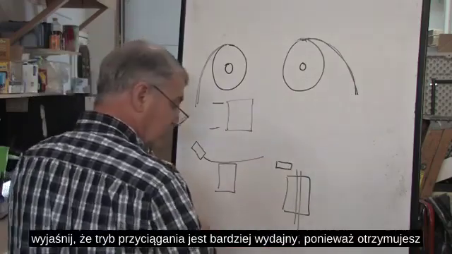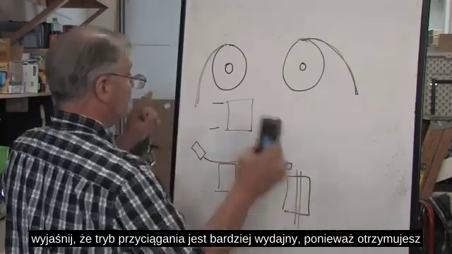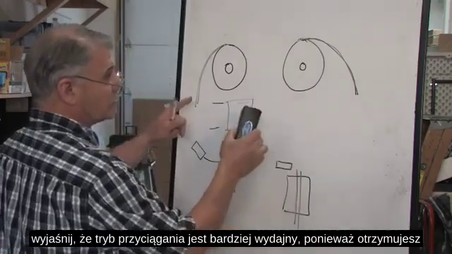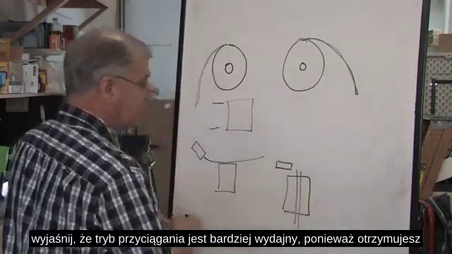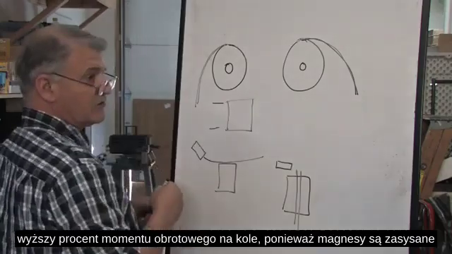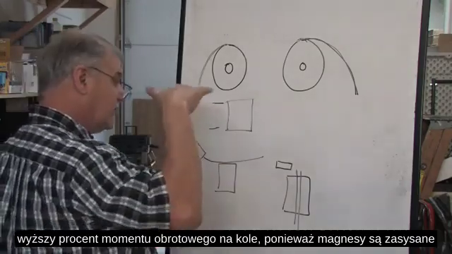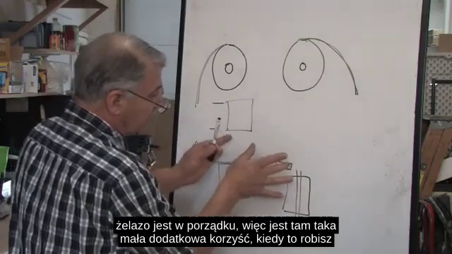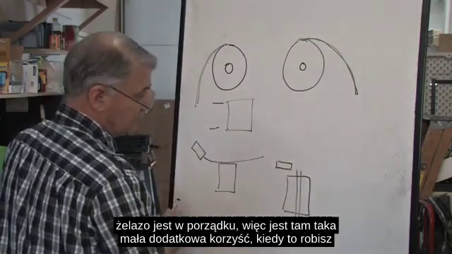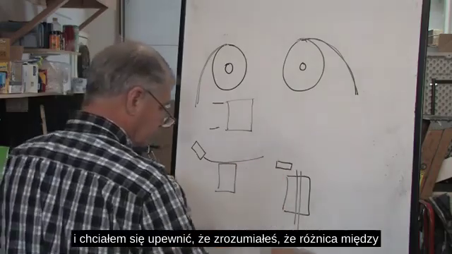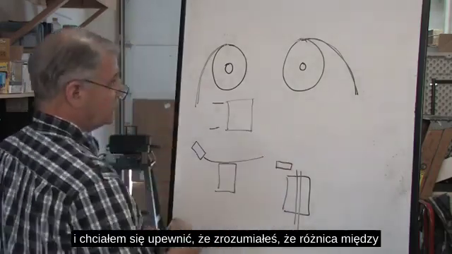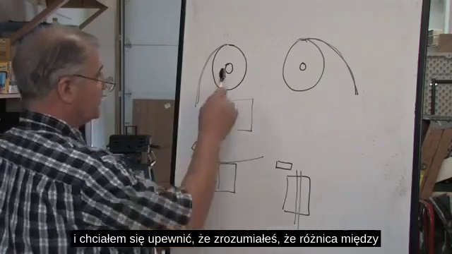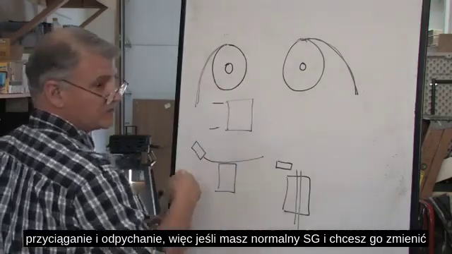And I wanted to clear that up, that the attraction mode is more efficient because you get a higher percentage of torque on the wheel because the magnet's being sucked into the iron. Okay. So there's like a little extra benefit there when you're doing this. And I wanted to make sure that you understood that. Yeah, the difference between attraction and repulsion.